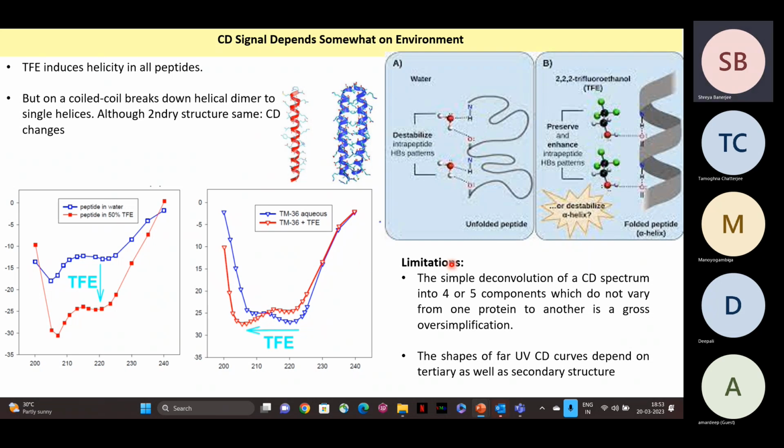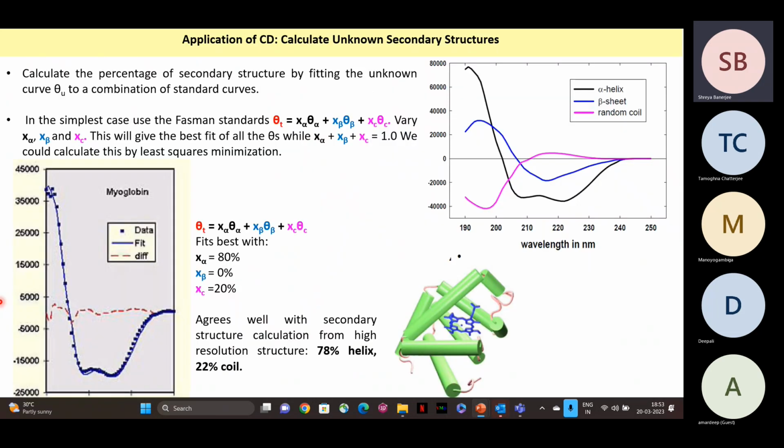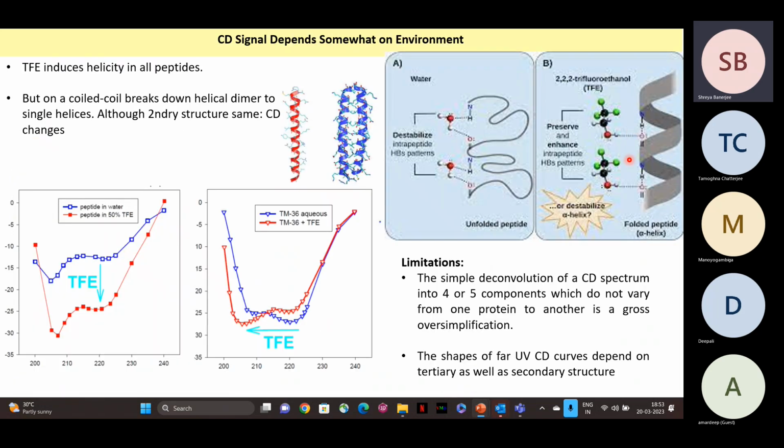The limitation of this method is that we have assumed that the CD spectrum consists of only three components: alpha helix, beta sheet, and random coil. But this is a very big oversimplification. There can be many different kinds of turns or other secondary structures which are not defined in this formula.